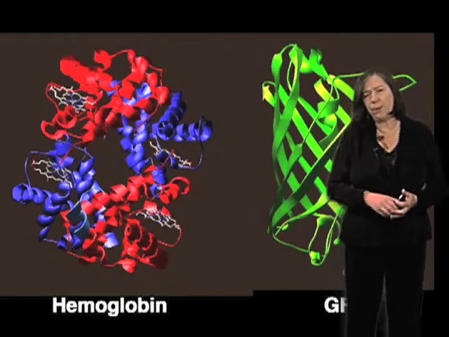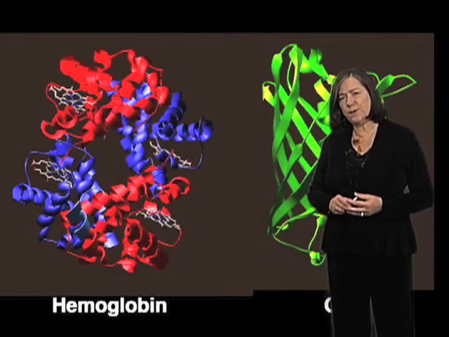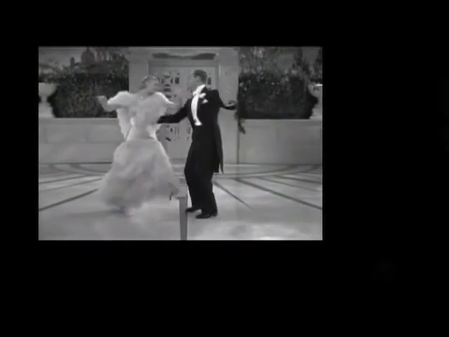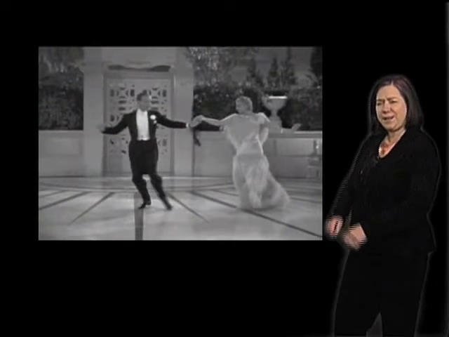So when you think about proteins going about their business inside of a living cell, it's not like Fred Astaire and Ginger Rogers. It's more like the characters in a Marx Brothers movie, where chaos is poised on the precipice of disaster.